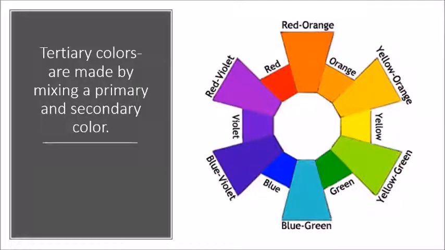Tertiary colors are made by mixing a primary and secondary color. These names are pretty easy to remember. Red-orange, yellow-orange, yellow-green, blue-green, blue-violet, red-violet.